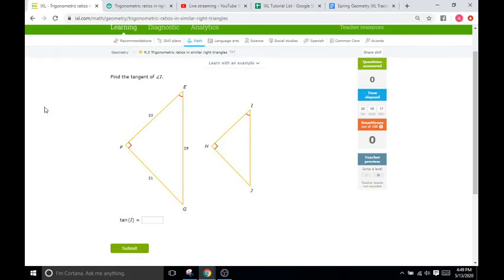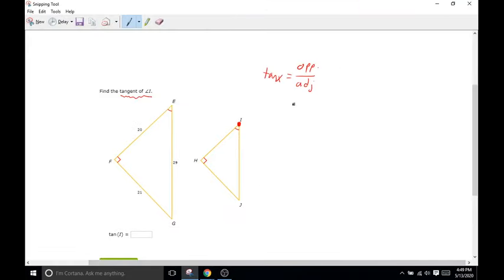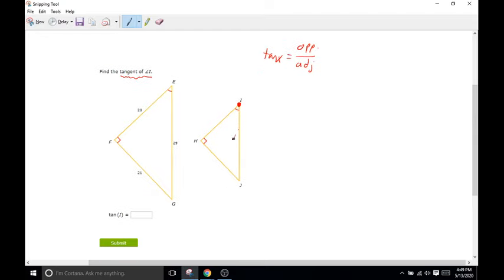So with that in mind, we are going to do the opposite of where I is. So right here, which is going to be HJ, and then over the adjacent. This side is the hypotenuse, so we're not touching that. We want to touch this side right here, which is HI. Now we don't have any numbers here, and that's fine.